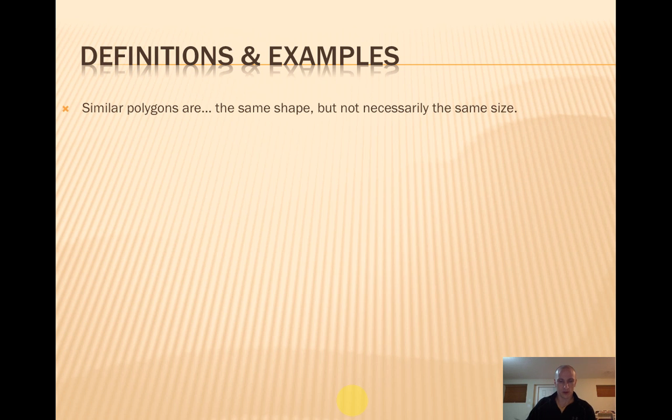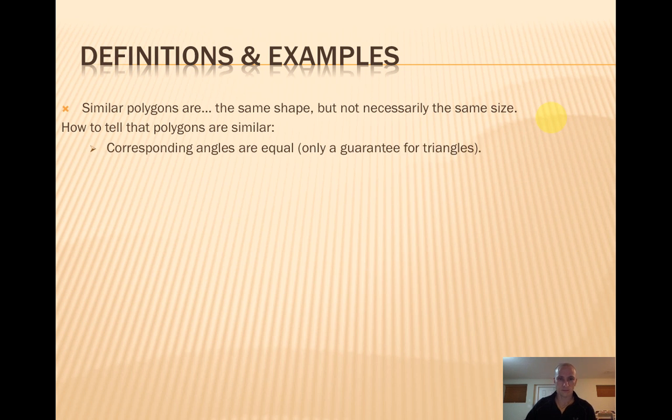First of all, let's talk about two similar polygons. Similar polygons are the same shape but not necessarily the same size. And here's how you can tell that polygons are similar. So the first clue is that the corresponding angles are equal to each other. So that's only going to be a guarantee that two polygons are similar if you're dealing with triangles.